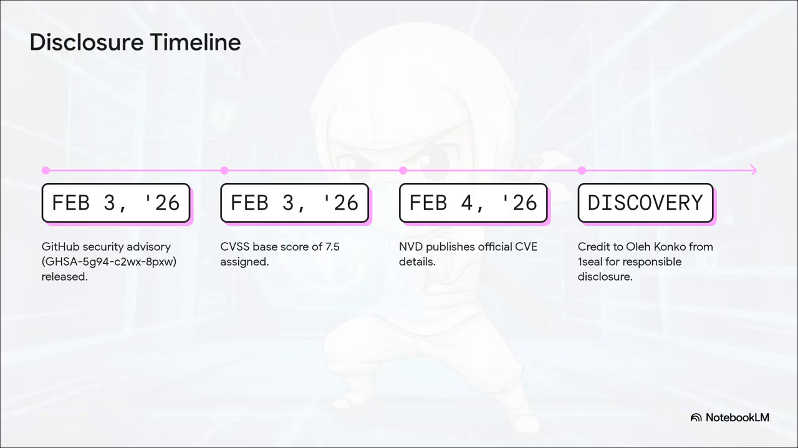Now, this wasn't just dropped on the world. This was a responsible, coordinated disclosure. The GitHub advisory went out on February 3rd, and the official NVD details followed on the 4th. And we have to give full credit to the researcher, Oleh Konko, from OneSeal, for discovering this and reporting it responsibly. That's what allows us, the community, to get ahead of the threat and prepare a defense.